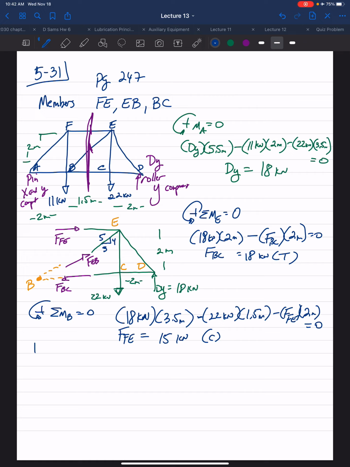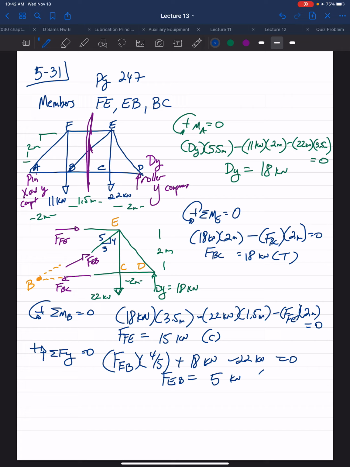Last but not least, I've got some forces in the y direction. To calculate our FEB, you have FEB times the y component, which would be the 4/5 ratio from the slope triangle, plus the 18 kilonewton support reaction force at D, minus the 22 kilonewton force. FEB is 5 kilonewtons.